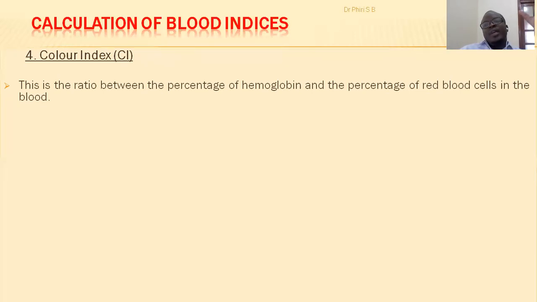So you need to compare the hemoglobin percentage of the patient to that of a normal person. Then you also need to compare the red blood cell percentage of your patient to that of the normal person. Then you use the two factors to calculate the color index. I will show you that.